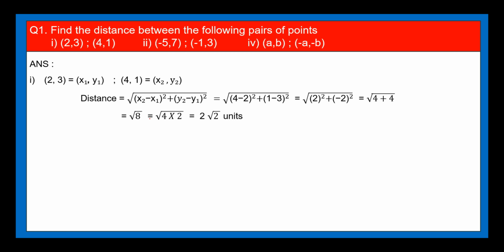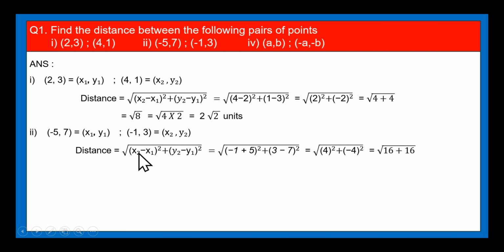Similarly, let us solve the second bit now. In the second bit, we have given the point (-5, 7) as x1, y1 and the second point (-1, 3) as x2, y2. From this, x1 value is minus 5, y1 value is 7, x2 value is minus 1 and y2 value is 3. Let us use the same formula again. Distance is equal to root over x2 minus x1 whole square plus y2 minus y1 whole square. And let us substitute the values.